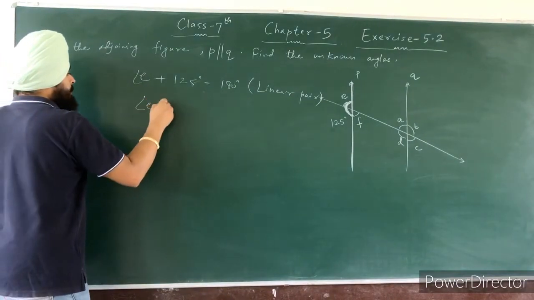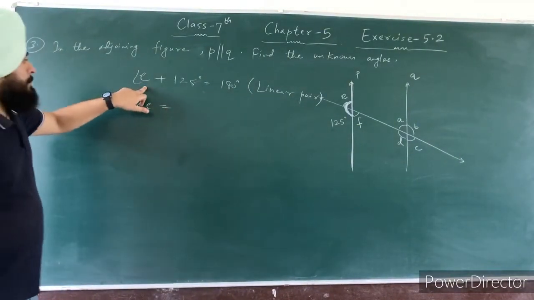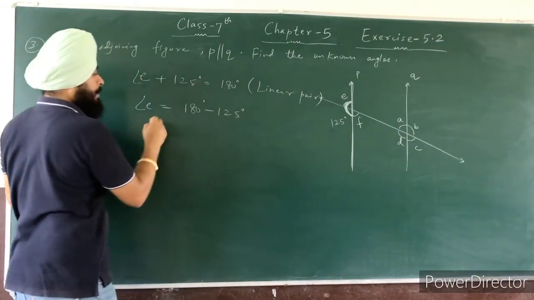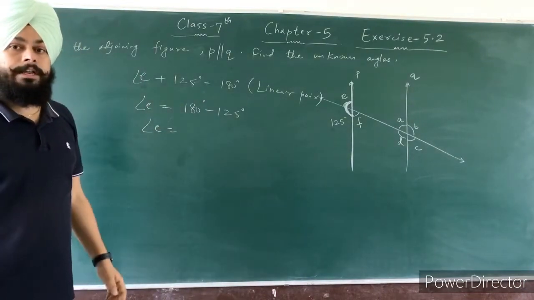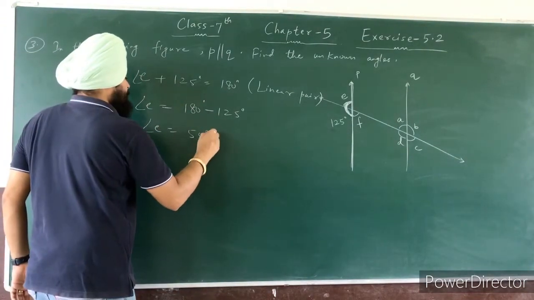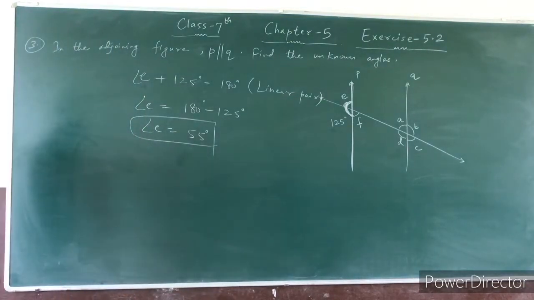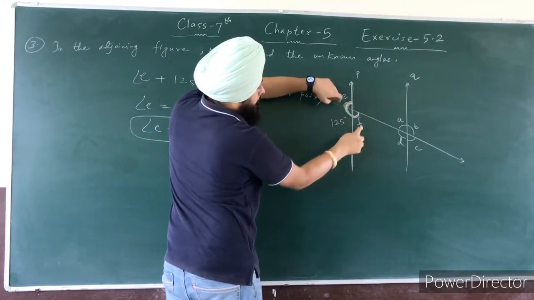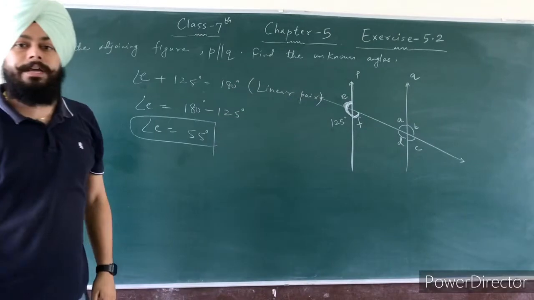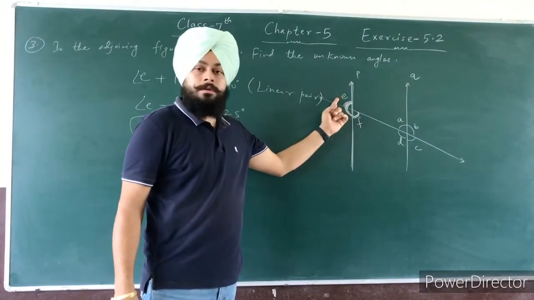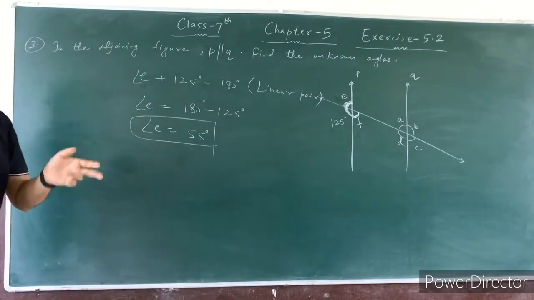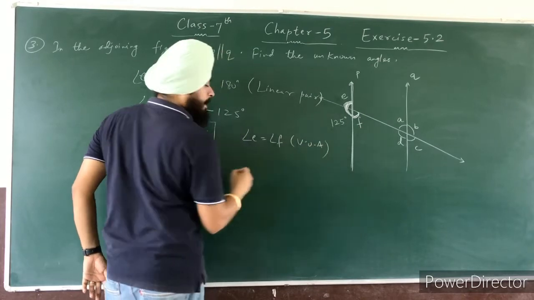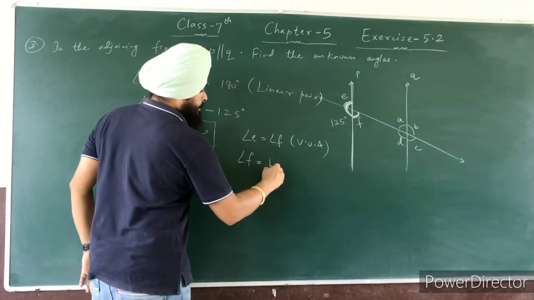So from this we can find the measure of angle E. Take this 125 to the right side. So it is 180 degrees minus 125. It is 55 degrees. So the measure of angle E is 55. Now you can see here, this angle F and this angle E are a pair of what? Vertically opposite angles. So the measure of F is also how much? 55 degrees. The reason is vertically opposite angles. So you can write angle E is equal to angle F, vertically opposite angles, and the measure of F is also 55 degrees.